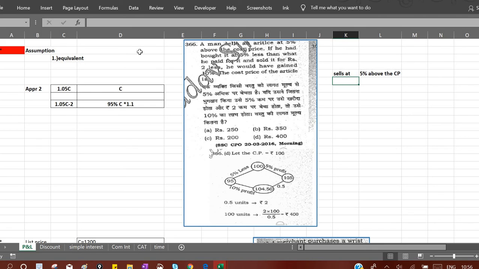If you read this problem, you can represent it in this way. Fine, this is one approach, but you can also do this, where you can take the amount. This is 5% profit, this is 5% less. Now, from here there is 10% profit, and this difference is 0.5, which is 2 rupees. So this is how we have to progress.